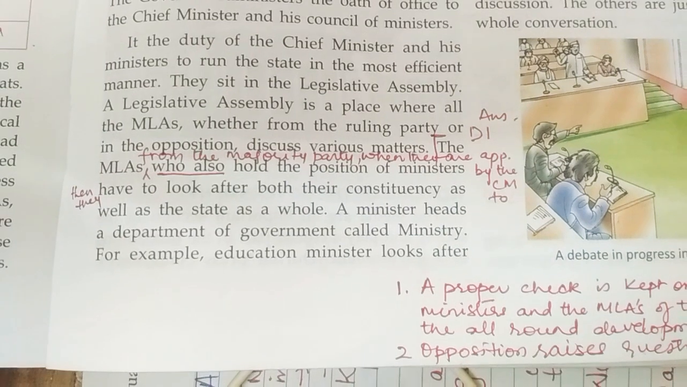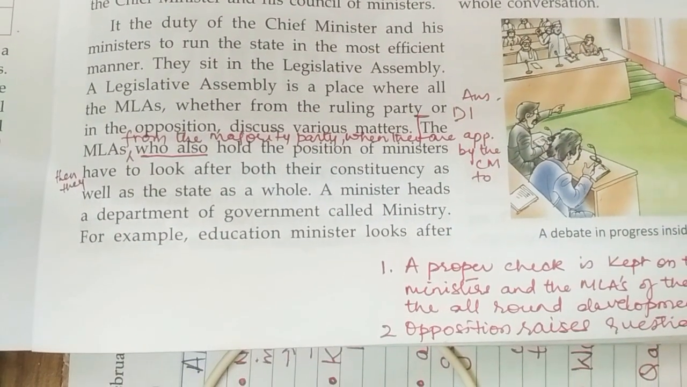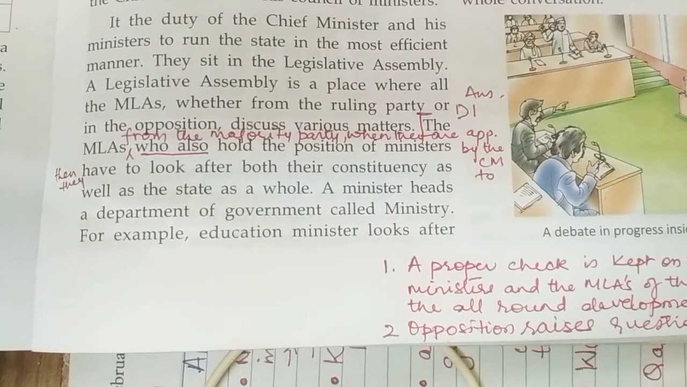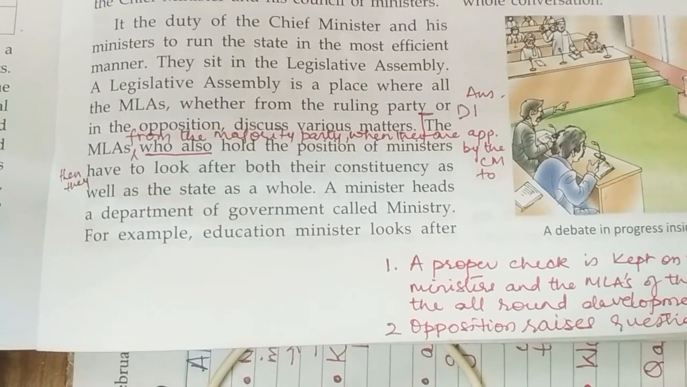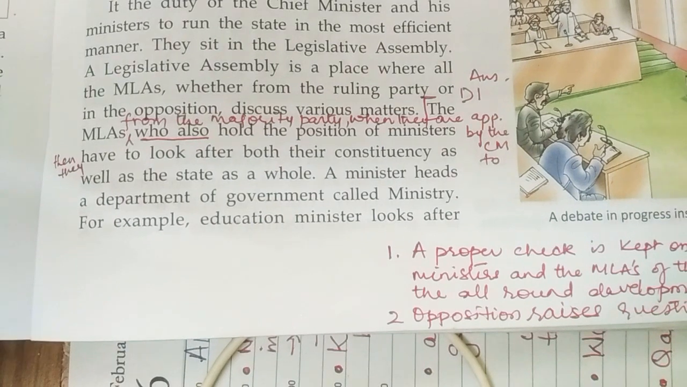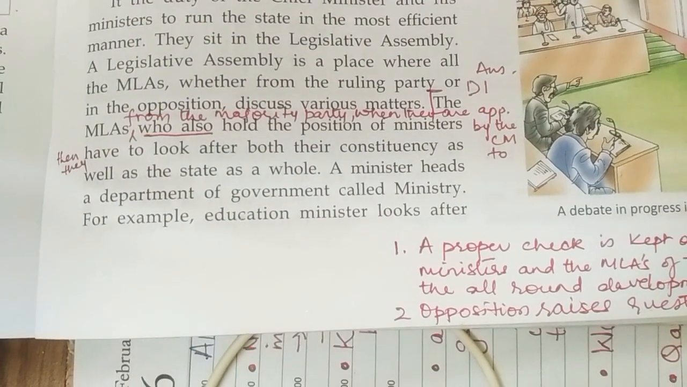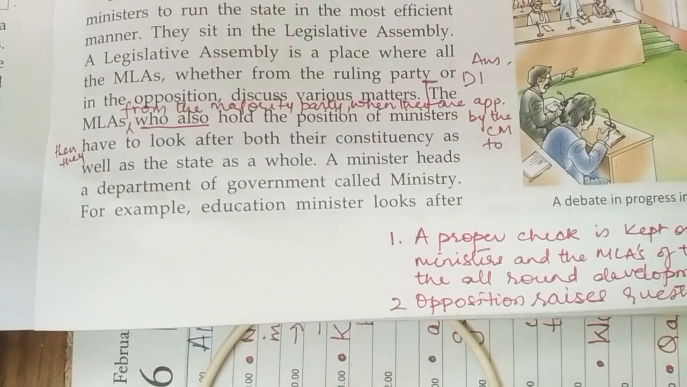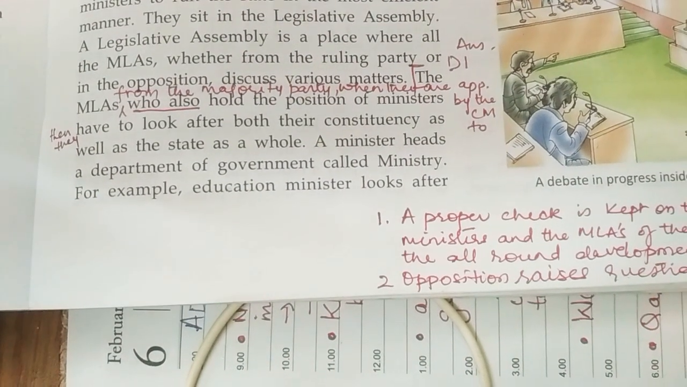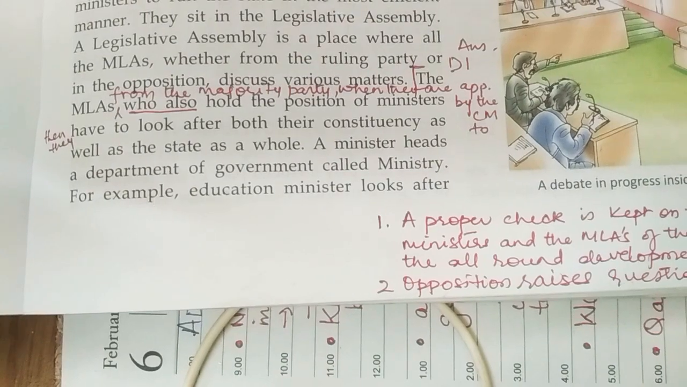It is the duty of the chief minister and his ministers to run the state in the most efficient manner. They sit in the legislative assembly. A legislative assembly is a place where all the MLAs, whether from a ruling party or in the opposition, discuss various matters. The MLAs who also hold the position of ministers have to look after both their constituencies as well as the state as a whole. A minister heads a department of government called a ministry.